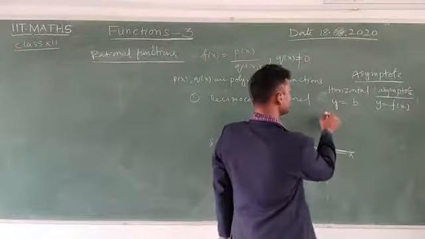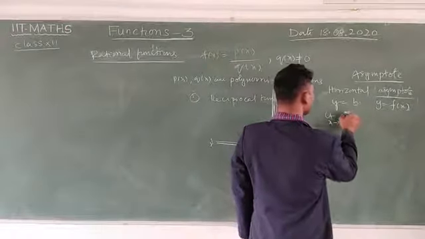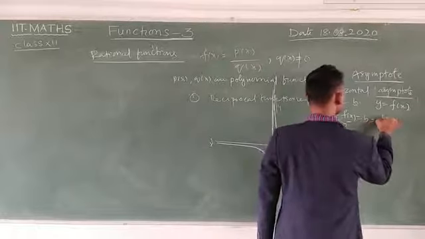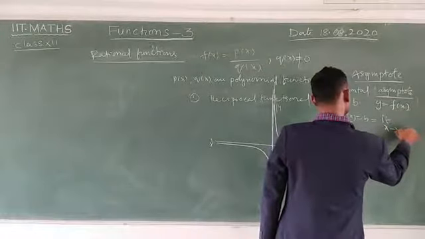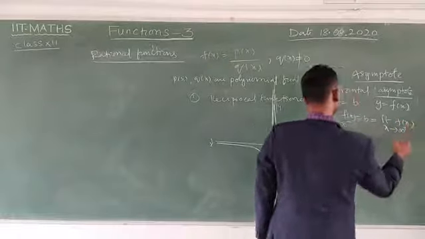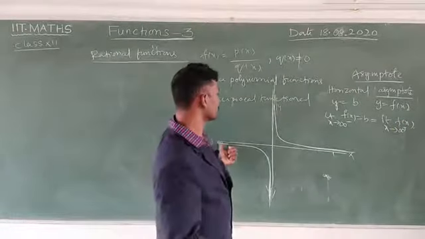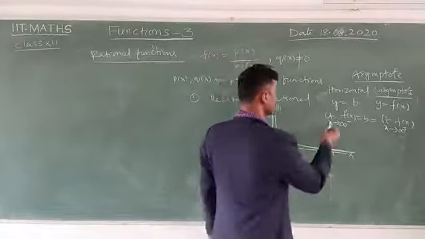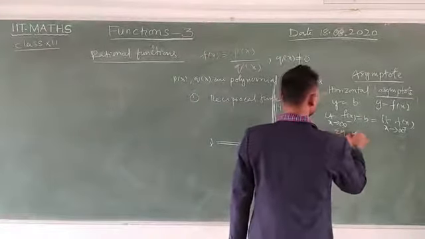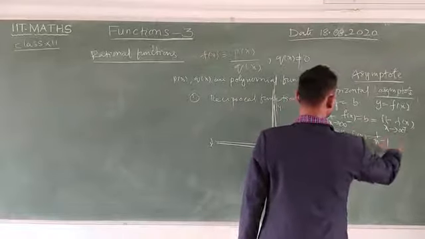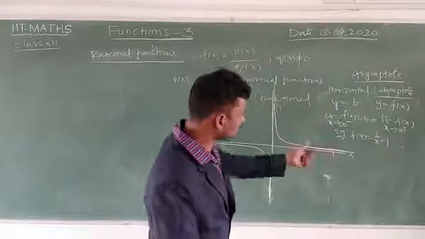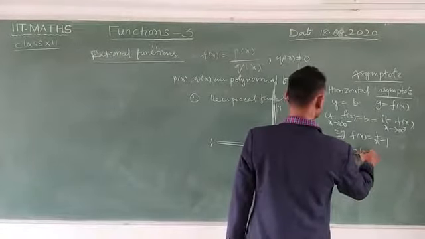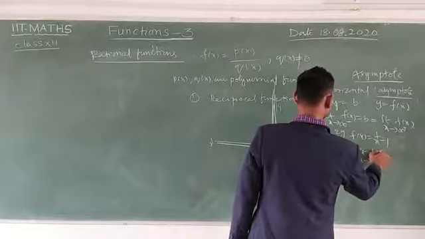Then the limit as x tends to infinity of f of x is equal to b. This is a minus, and it is equal to the limit as x tends to plus infinity of f of x. You can take left infinity also, it is equal to b, and right infinity also it is equal to b. How is it? You can take one example, f of x is equal to 1 by x minus 1.